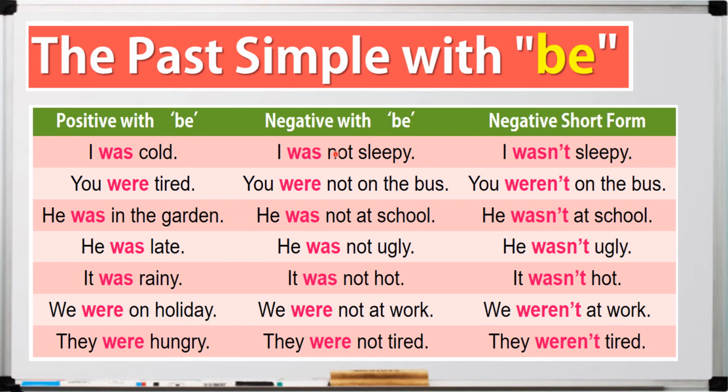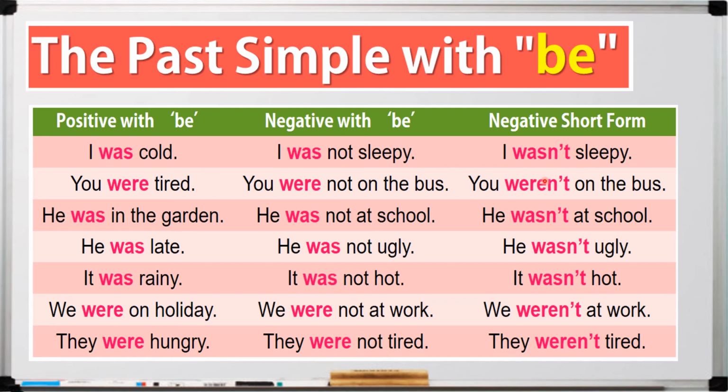The negative form is easy. Just like in present, we simply add a not. In past, I'm going to say I was not sleepy, you were not on the bus, he was not at school, he was not ugly, it was not hot, we were not at work, and they were not tired. What did I add? Simply a not.